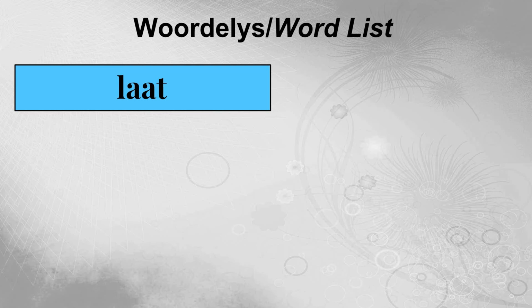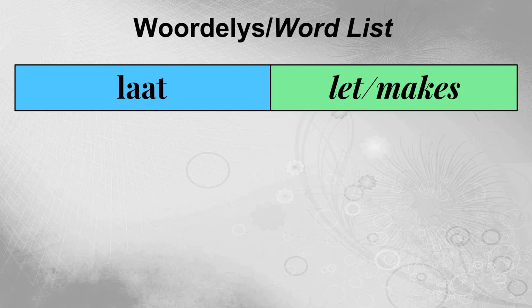Laat, let or makes. Laat daar lig wees, let there be light, or dit laat my dink, it makes me think. Laat can also mean other things, but we won't cover that in this lesson.